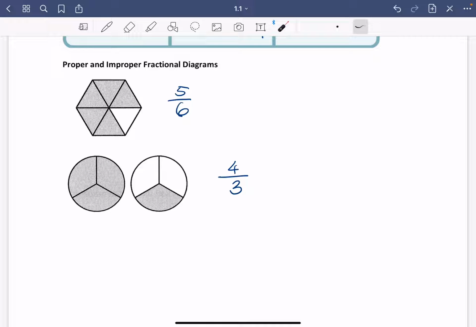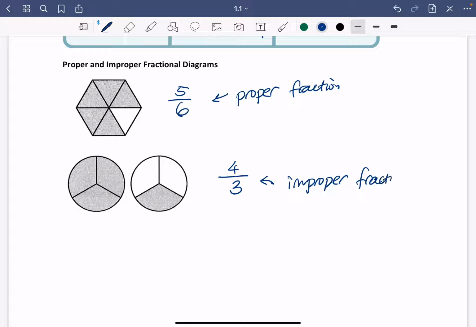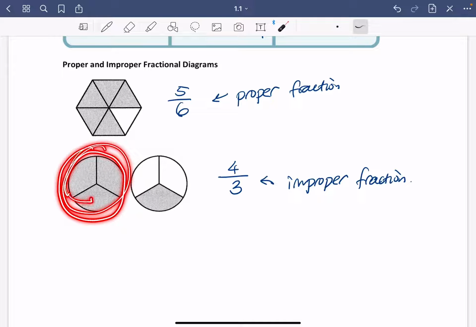Now you guys may have noticed already, for our first diagram here, it's 5/6. The top number is less than the bottom number. So this is a proper fraction. The second one, because the top number is greater than the bottom number, is called an improper fraction. You may notice that an improper fraction like this actually is more than 1. So it's 1 and an extra piece, right?